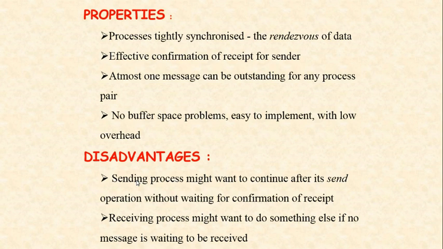Coming to the next property, effective confirmation of receipt for the sender. This means that there should be confirmation to the sender that the receiver has read the data. Not more than one message can be outstanding for any process here. The primary advantage of synchronization is that it doesn't have any buffer space problem and it is easy to implement. There are two main drawbacks of this synchronization. One is that the sender might want to send messages continuously without waiting for confirmation from the receiver, and the second is that the receiver might want to do something else if no message is waiting to be received.